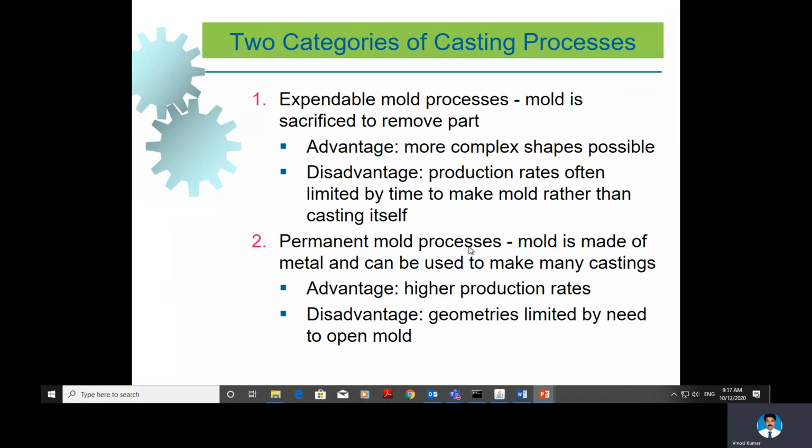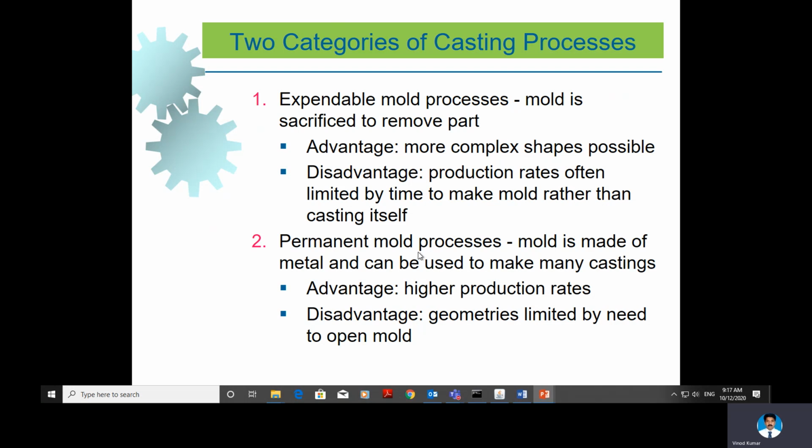Now, permanent mold casting process means the mold is made up of a metal that can be used to make many castings. That means reusable type. The mold is not made up of sand, but it is made up of metal. In expandable mold casting process, a mold is made up of sand, whereas in permanent mold casting process, it is made up of metal. Disadvantages: the geometry is limited by the need to open the mold. That means very simple geometries can be cast. So complicated shapes cannot be cast using a permanent mold casting process.